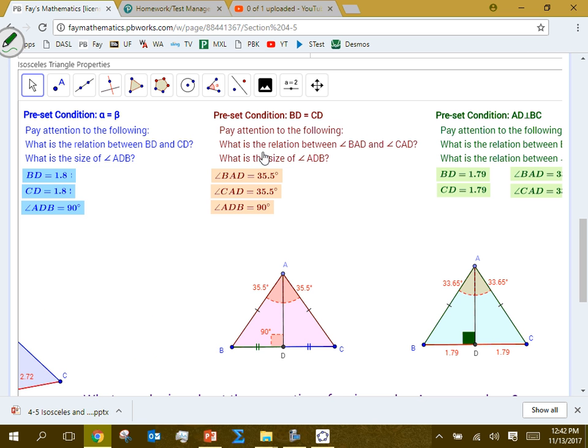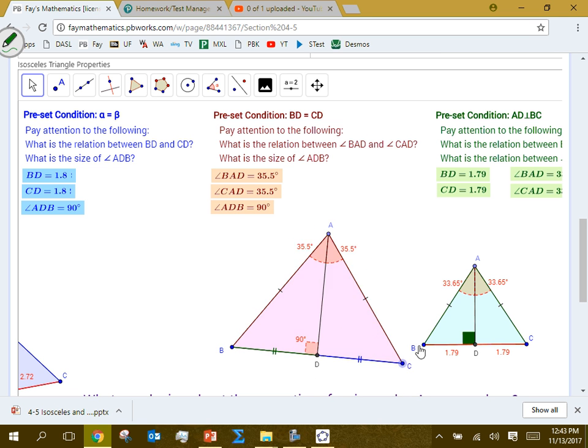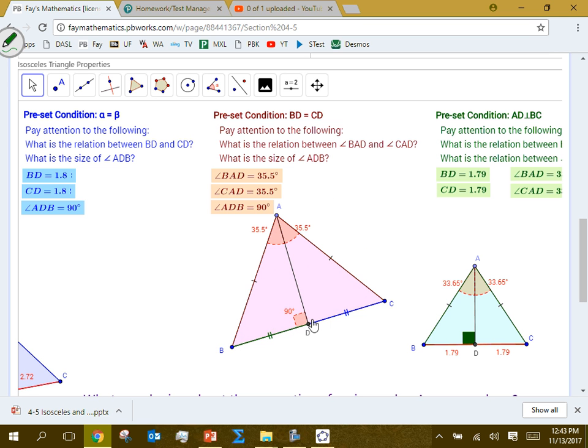Now this one says the preset condition is that we're going to look at a triangle in which I know that this segment here is congruent to that segment there. Okay, it's still isosceles, but when I have that, look at the conclusions I make. Is this still a right angle? Based off these two distances being equal, I now know I will still always have a right angle here.